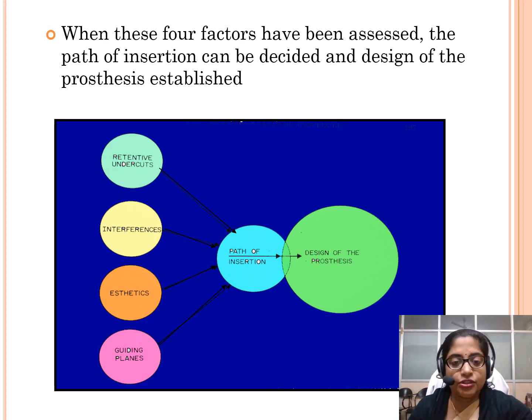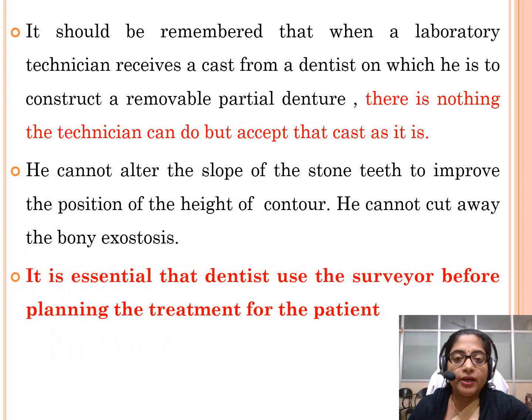can be established. It should be remembered that when a laboratory technician receives a cast from the dentist on which he is to construct a removable partial denture, there is nothing the technician can do but to accept the cast as it is. He cannot alter the slope of the stone teeth to improve the position of the height of contour. He cannot cut away bony exostosis, and therefore it is essential that the dentist use the surveyor before planning treatment for the patient.